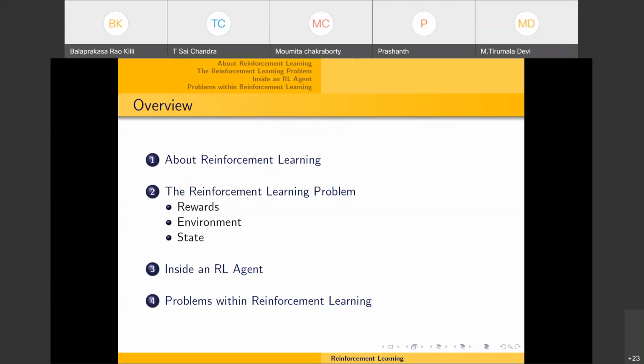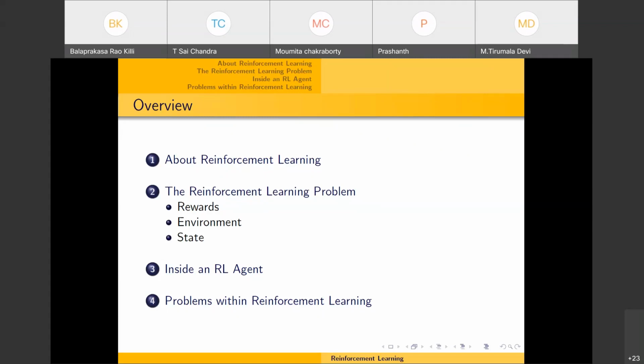Then we are going to introduce some of the basic terminologies in reinforcement learning, such as what is reward, what is environment, what is state, and some of the important entities like what is agent, what is environment, and how they both interact with each other. These terminologies we'll see in section 2.